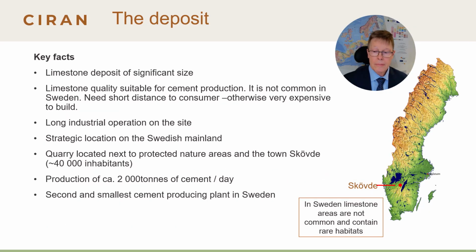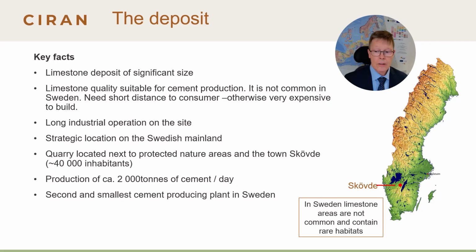The deposit here, which we're looking at, is situated in the city of Skövde in south-central Sweden. It's a significant limestone deposit. It has a quality suitable for cement production. This is not so common in Sweden. It has a short distance to consumer, and that means there is less release of carbon dioxide in the transport, but also it becomes cheaper to build and will be a cheaper asset for the consumer.